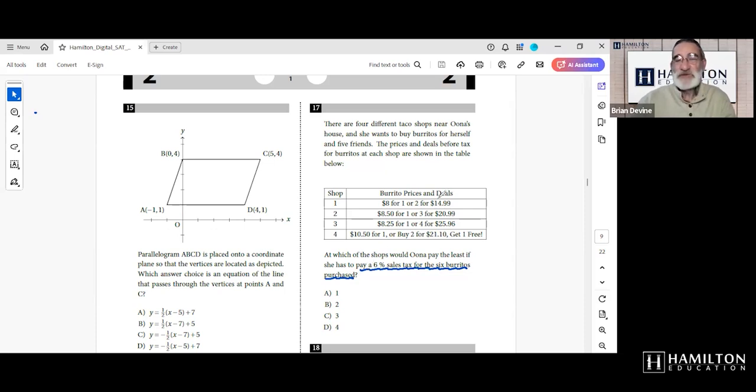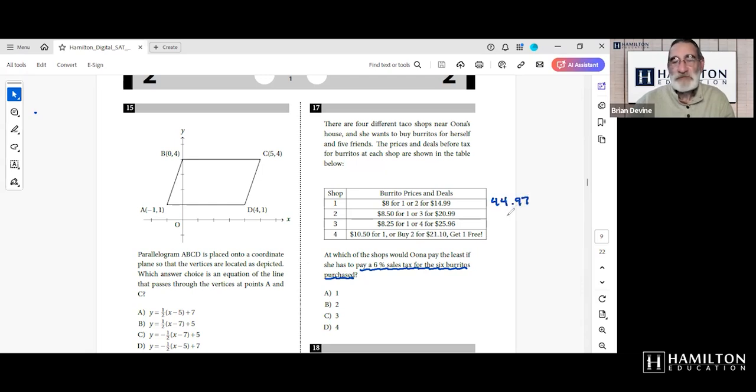So I got to buy 6 burritos, or Una does. And if I look at shop 1, I can buy 1 for $8 or 2 for $14.99. And 2 for $14.99 actually saves Una money compared to buying them for $8 a piece. So she's going to have 3 times $14.99, which would be $44.97.